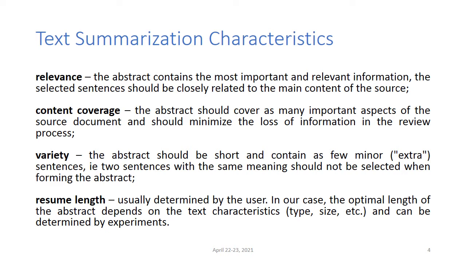Text summarization is characterized by the following properties. The first, relevance. The abstract contains the most important and relevant information. The second, content coverage. The abstract should cover as many important aspects of the source document and should minimize the loss of information in the review process. The third, variety. The abstract should be short and contain few minor sentences. So, if we have two sentences with the same sense, we need to keep only one of them.